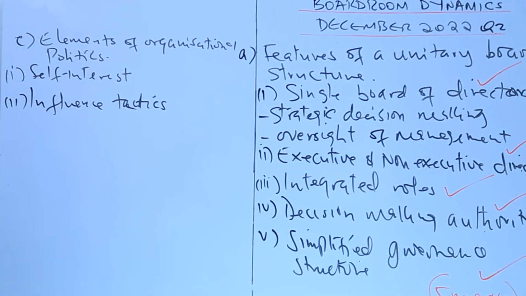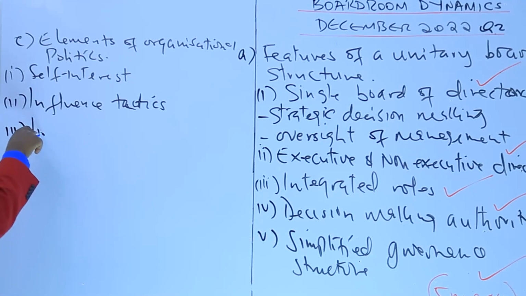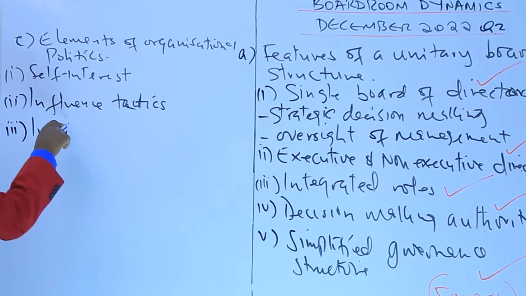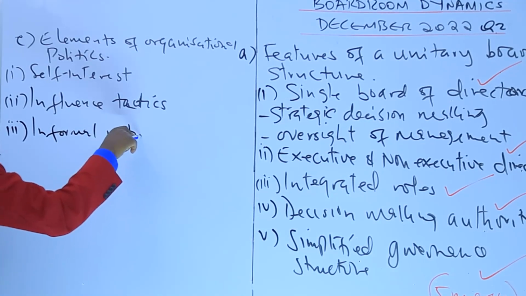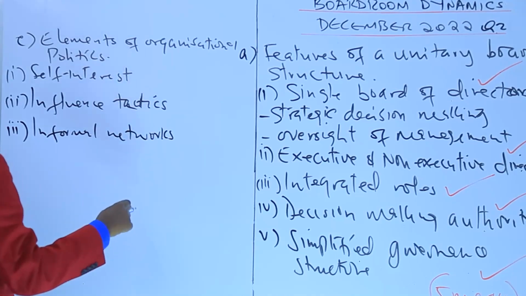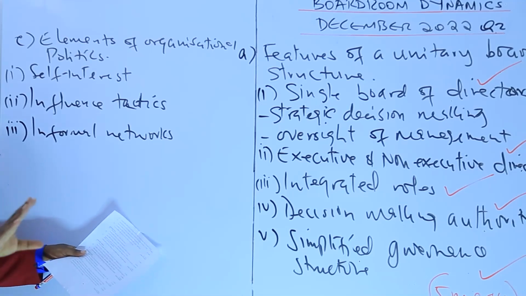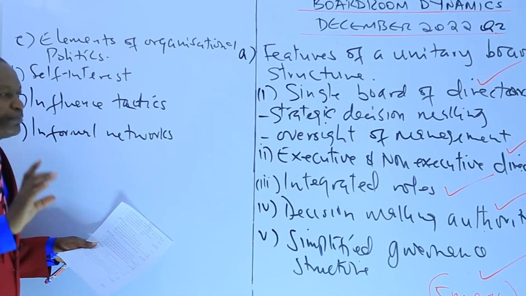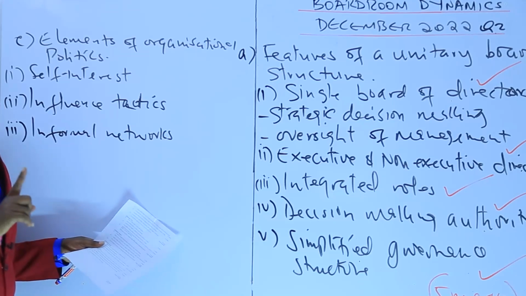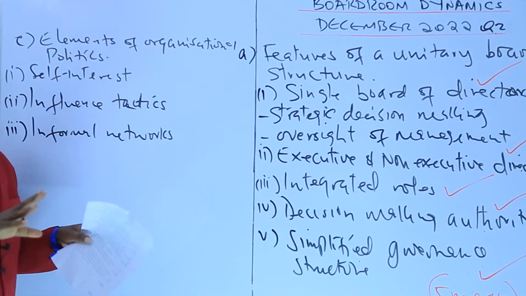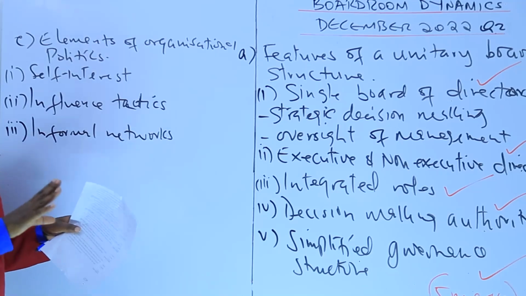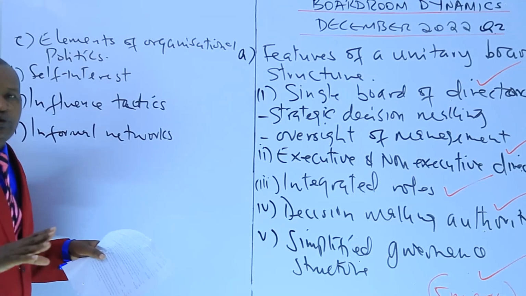Another aspect is that of informal networks. Politics can manifest in informal networks within the organization where individuals or groups hold disproportionate power and influence, which could be informal. It's not formal influence, but informal.